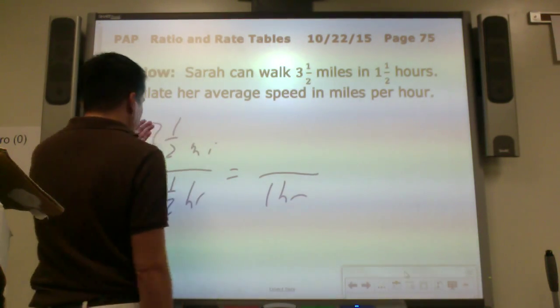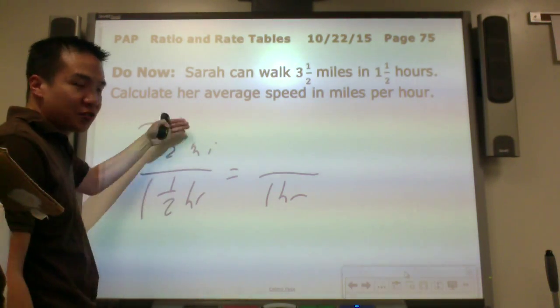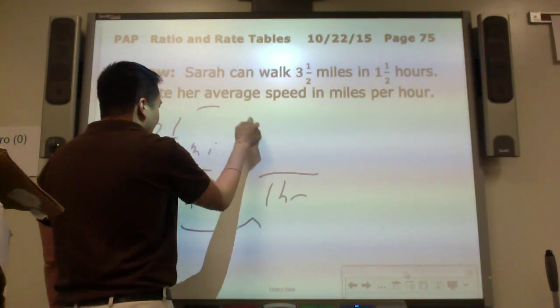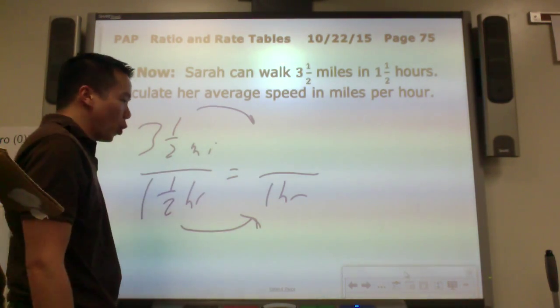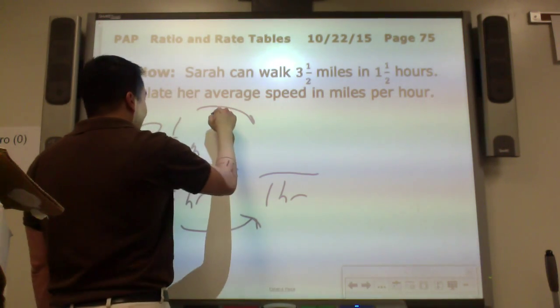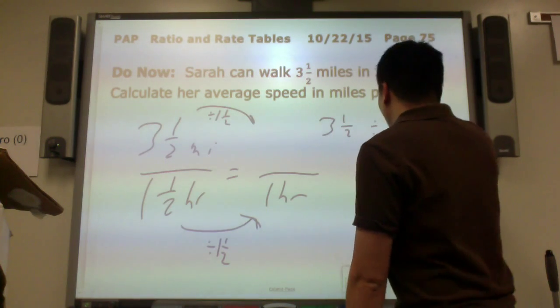So I want to know, so let's write it as a rate. We're comparing two quantities with different units. So I want to break this down into 1 hour. How do I scale this down from 1.5 hours to 1 hour? I divide by 1.5. So what's 3.5 divided by 1.5?